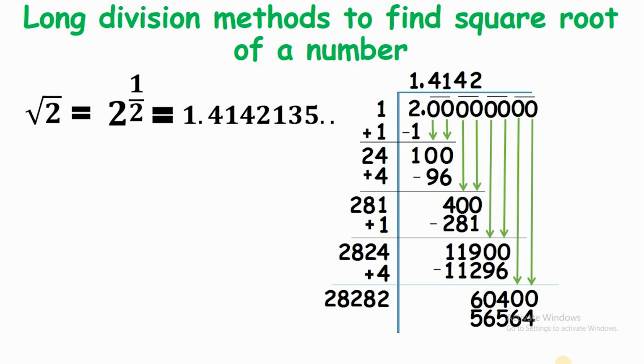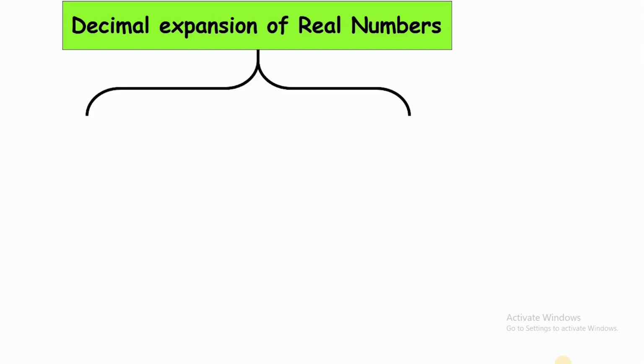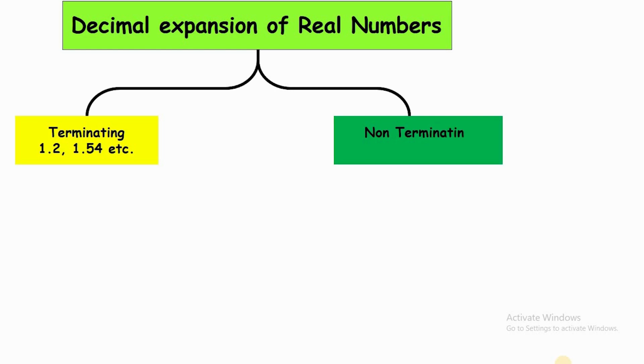So these numbers are called irrational numbers, and the decimal expansion of irrational numbers is non-terminating. At the same time, it is non-recurring, or it is not repeating. So we can classify the decimal expansion of a real number in two major groups: either terminating decimal expansion like 1.2, 1.54, etc., or non-terminating decimal expansions like 1.333, 1.4142, so on. It keeps on going.